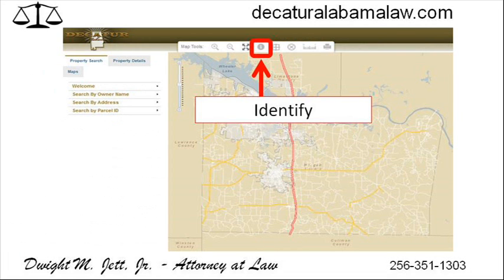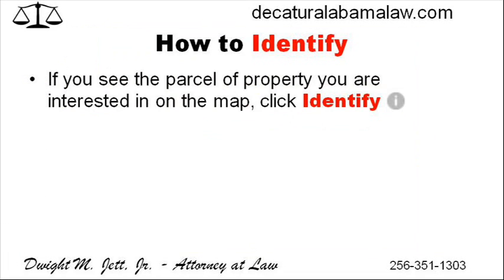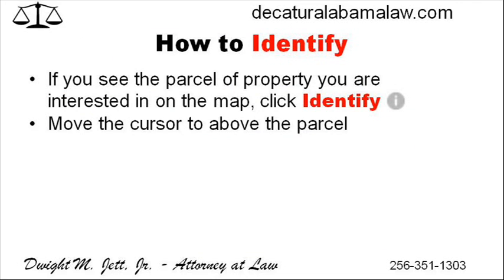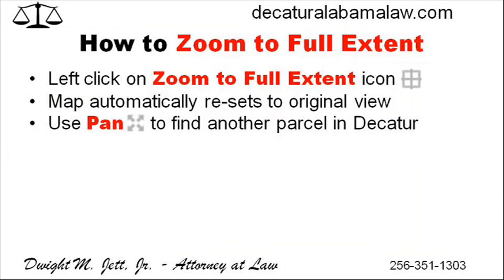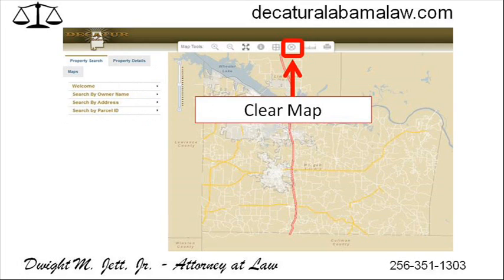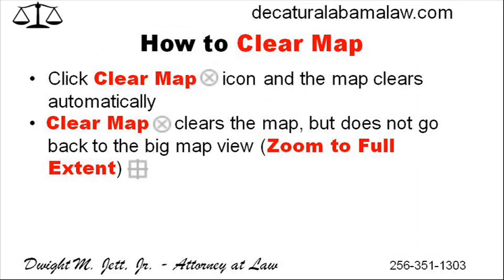Identify. If you see a parcel of property, you can click identify. Move the cursor to above the parcel. Click on the parcel. Identify is one of my favorite map tools. Zoom to full extent. Left click on zoom to full extent icon. The map automatically resets to original view. Clear map clears the map but does not go back to the original map view. If you want to do that, you have to click zoom to full extent.